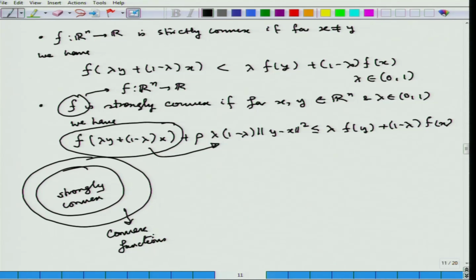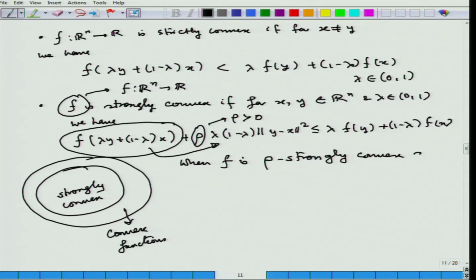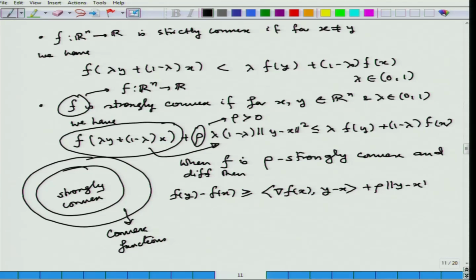The important feature of this is that this rho of course has to be strictly greater than 0. When f is rho strongly convex, this rho is called the modulus of strong convexity, and f differentiable, then f of y minus f of x is greater than or equal to grad of f x transpose y minus x plus rho times norm y minus x squared. So, it is homework, prove this.